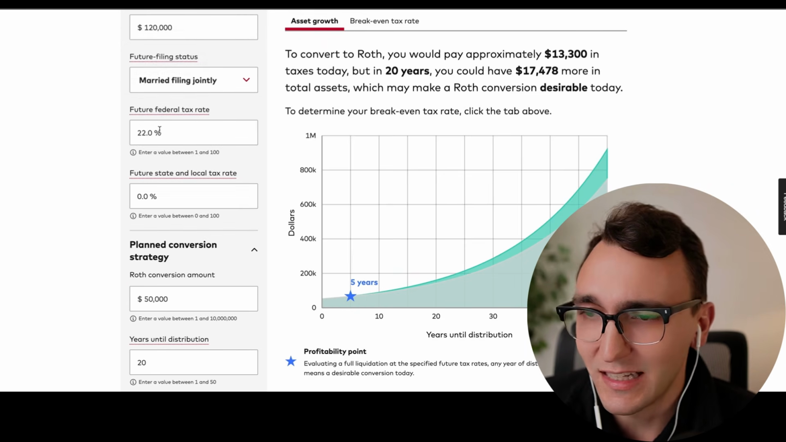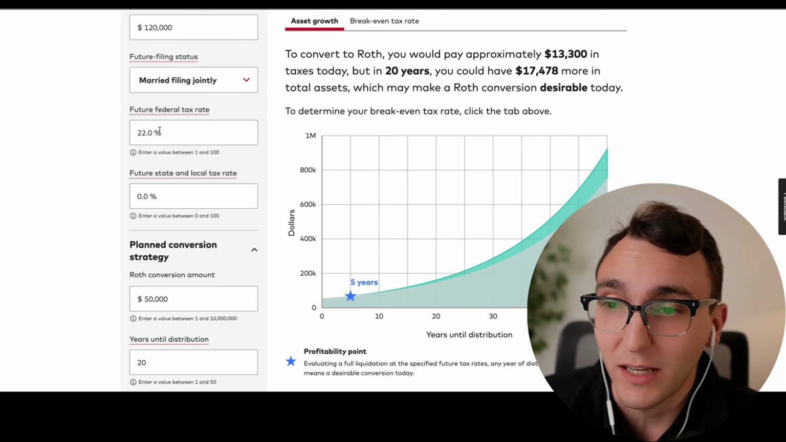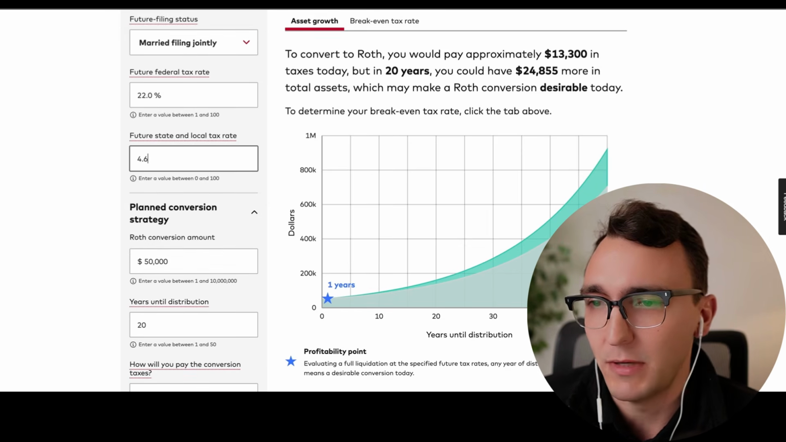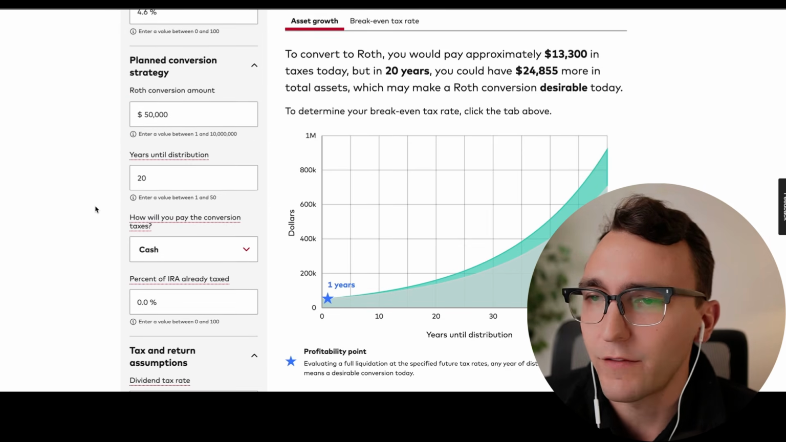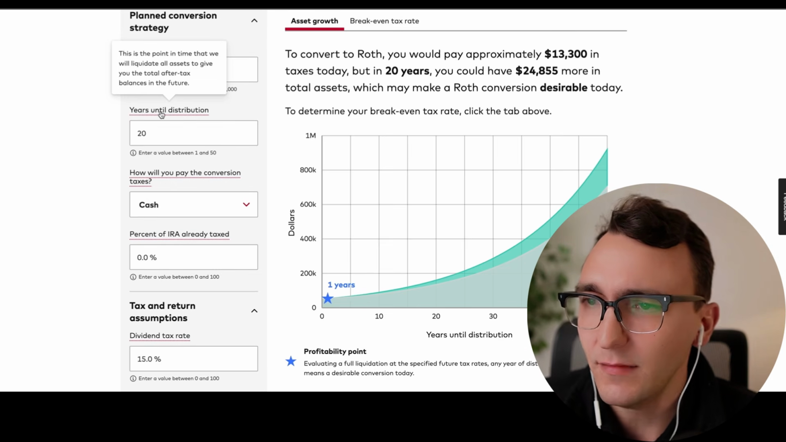Future federal tax rate, and this is where it all hinges. Are we going to be in the 22% bracket? I think that's probably going to be the same. We'll call it 4.6. Okay, conversion strategy. So Roth conversion amount, 50,000. So years until distribution.